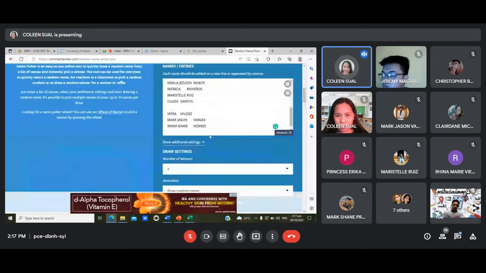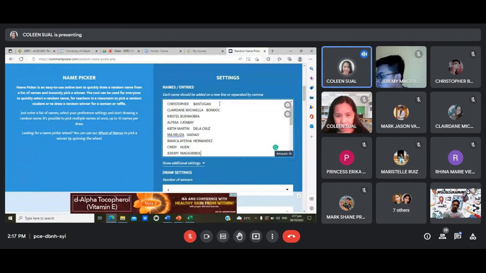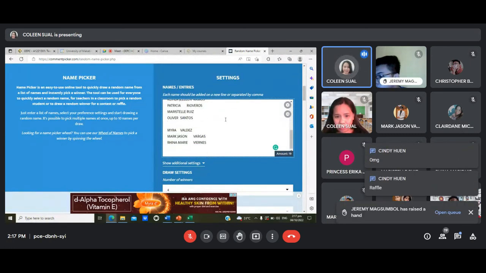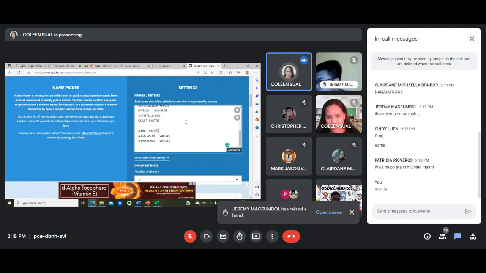Let's check the names first. Princess, inform me if you cannot see your name. Princess, Erica, Christopher, Claire, Dane, Christelle, Eliza, Keith, Nelisa, Bianca, Cindy, Jeremy, John Michael, Mark Shane, Kayla, Patricia, Maristel, Oliver, Myra, Mark Chase, and Rina. These are just the names that appeared in the TBL Hub. Let me check.